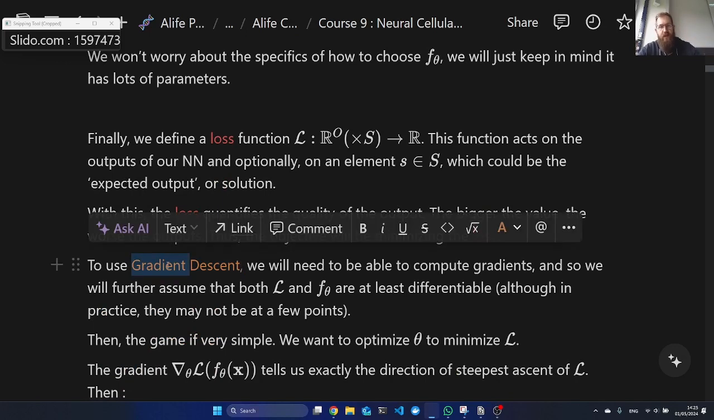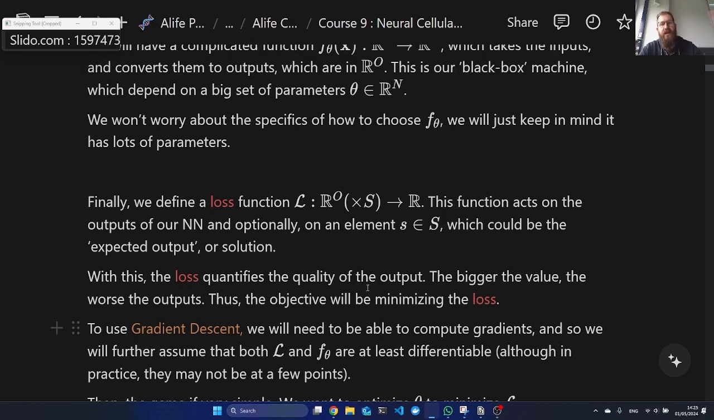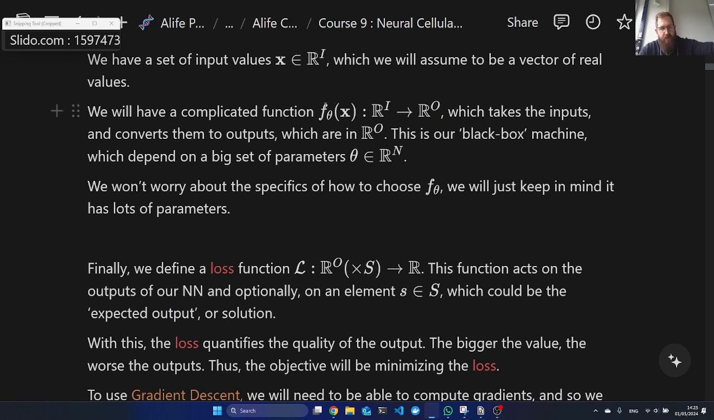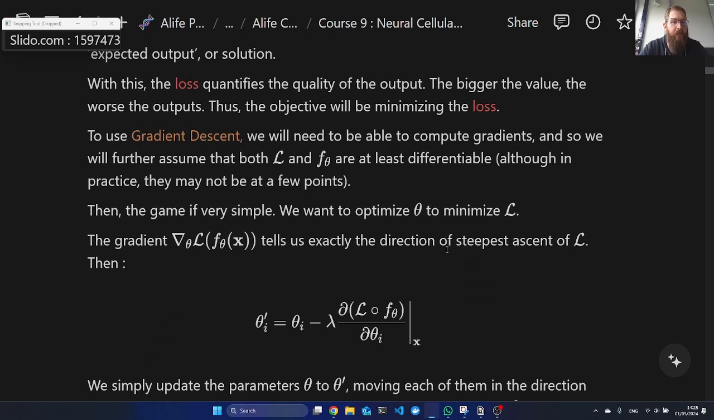And as implied in the name, we will need to be able to compute gradients to apply gradient descent. So we will assume that our loss and our black box function f are at least differentiable in the parameters theta. So we can take the partial derivatives of f with respect to the parameters, and the partial derivative of L with respect to its inputs. In practice, sometimes they may not be differentiable in a few select points. It turns out that things still work, but we'll assume they are differentiable just for simplicity.